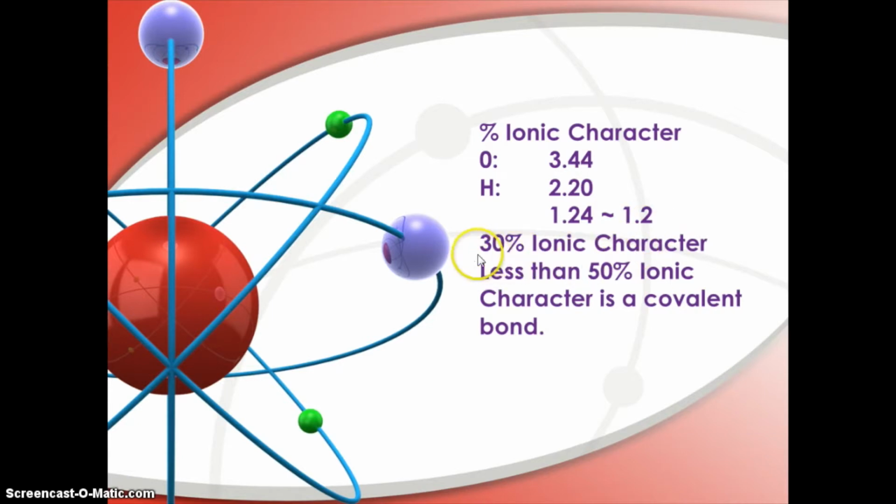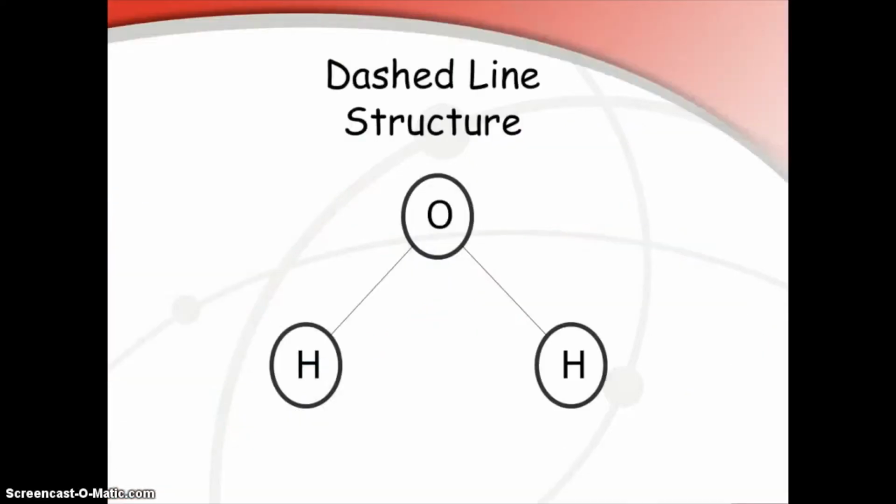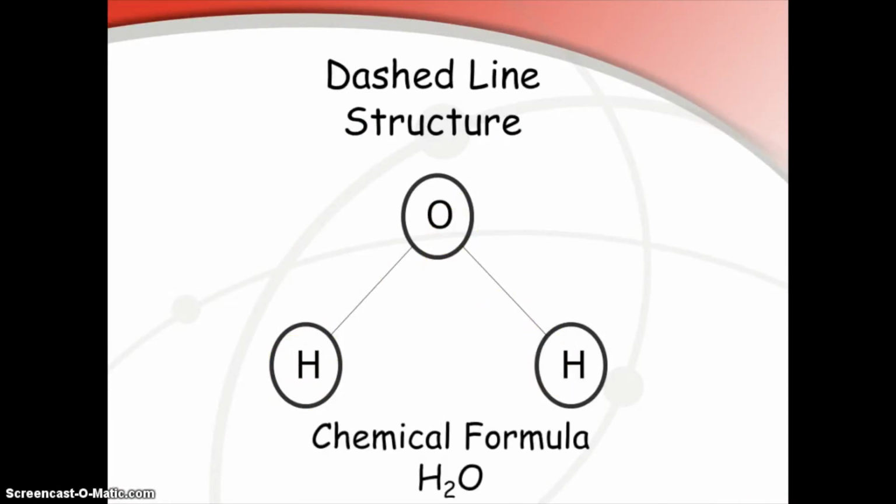So looking at our chart, it's only a 30% chance that it will be ionic. So because it's less than 50, we call it a covalent bond. And so often people say, well, what happens if it's 50%? And you'll notice when you look at your chart, there is no option for 50%. It's either right before 50 or right after 50. So I believe it's 47 and 51. So there isn't a chance that you're going to have to make that decision. So this is what the dashed line structure looks like for hydrogen when it bonds with oxygen. And basically the chemical formula, you know it as H2O.